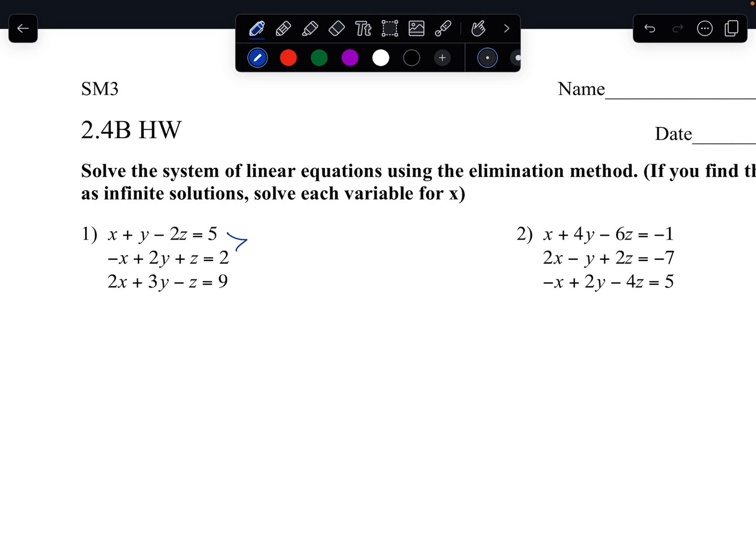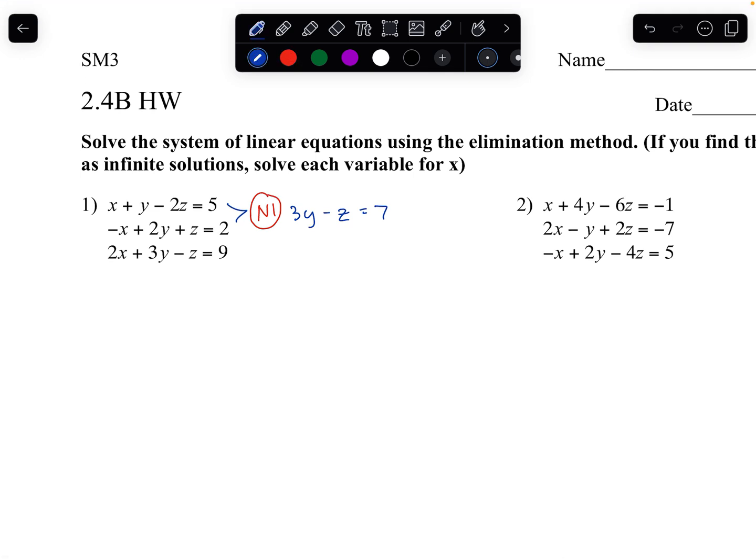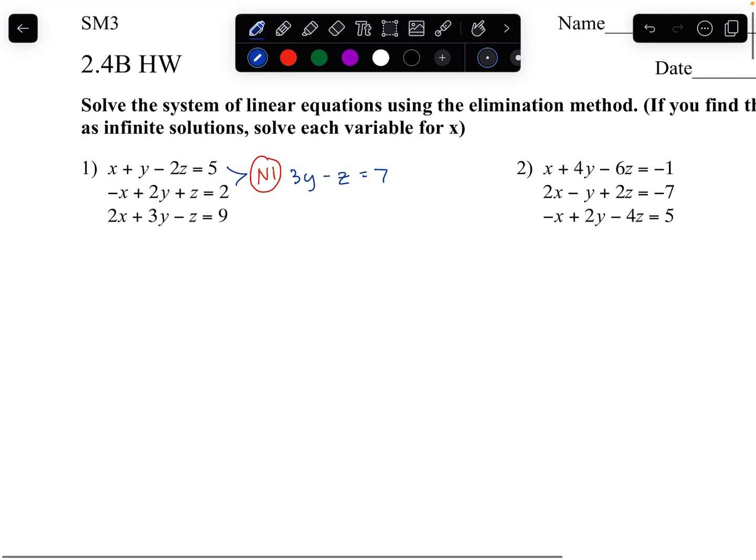So that's going to give me 3y, and then negative z, and then equal to 7. So this is the first new equation that I've made without x. I need to make another one without x too.